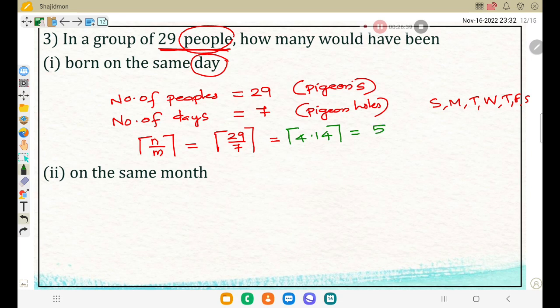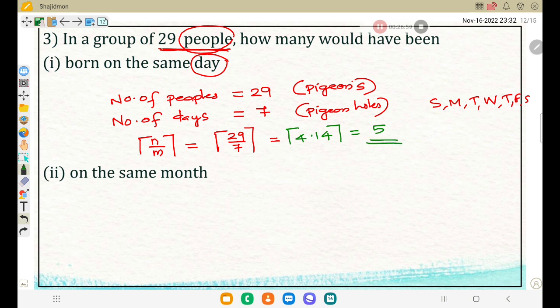So what can we conclude? How many would have been born on the same day? 5 people. On one of the days, for example Sunday, we can have 5 people. So 5 would have been born on that same day. That is the idea of the question.